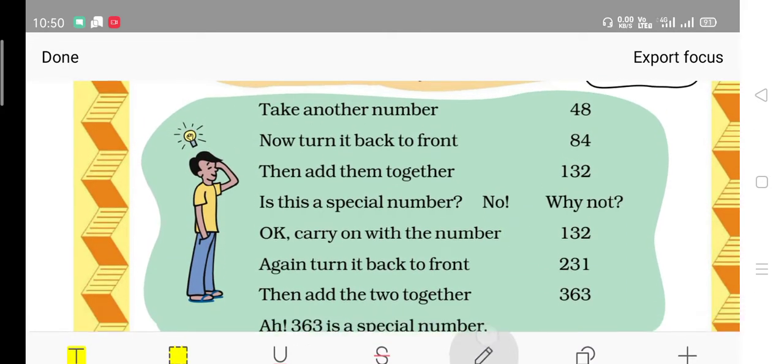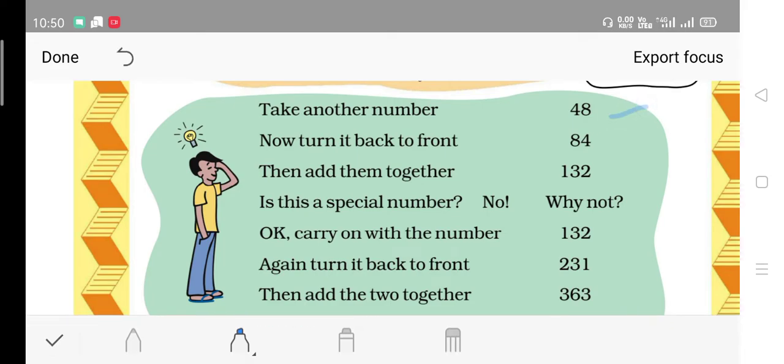See, another number taken is 48. After changing the order, 8 comes first and 4 afterwards, that is 84. Now add them. If you add them, we get 132. Okay, and again, is this a special number? No, it is not a special number.